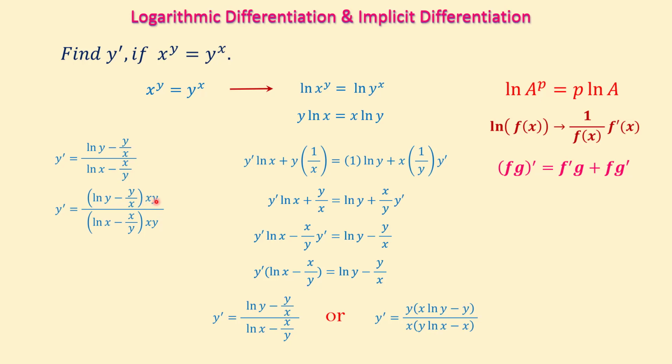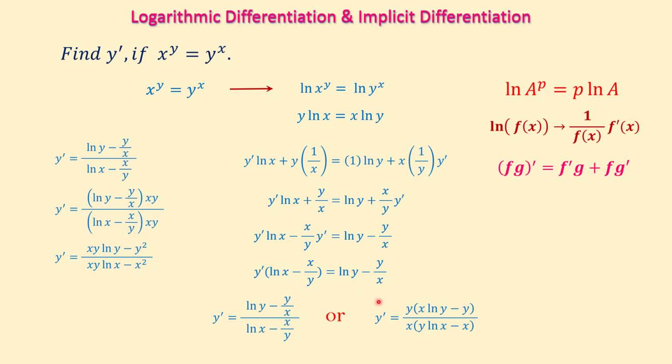Now if we multiply xy in the bracket in top and xy in the bracket in denominator, we have xy times ln of y in top. If we multiply xy by y over x, this x from top and x from bottom cancel each other. Y times y becomes y squared. And similarly, if in the bottom we multiply xy in the bracket, we have xy ln of x minus xy times x over y becomes x squared, because y from top and y from bottom cancel each other. X times x is x squared.